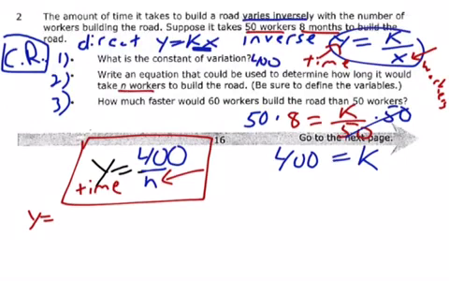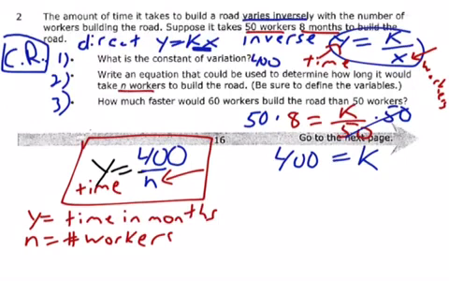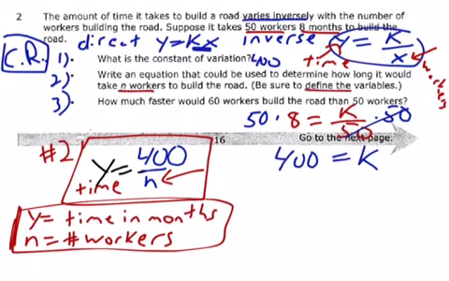And I'll just label this out. So y equals the time in months. And n equals the number of workers. That's for number 2. And the reason I did this part here is because it says to define the variables. So you always need to say what they represent. So you will lose some points if you don't do that.